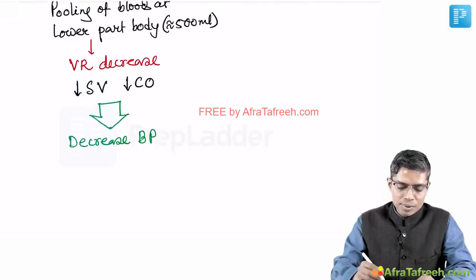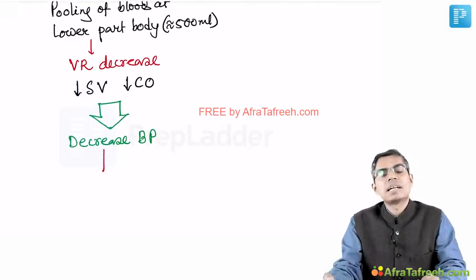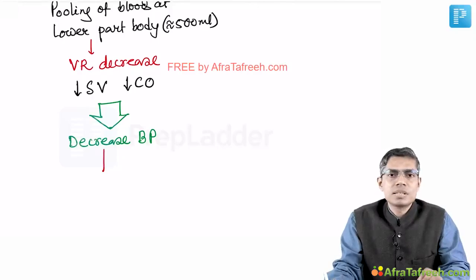Now you tell me, if your blood pressure is decreased, what will happen? Which system is going to correct this sudden decrease in blood pressure? Obviously, the most rapid control system, that is the baroreceptor.